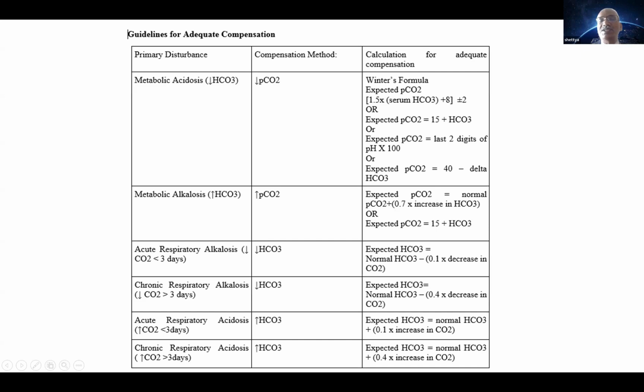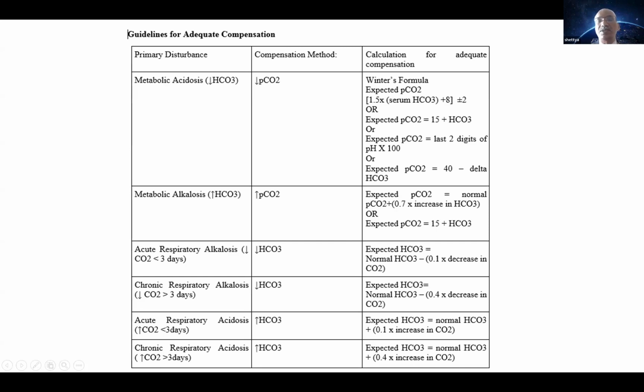Still simpler way to do this. This is something I learned in Toronto from Dr. Halperin. If bicarbonate goes down by 10, PCO2 comes down by 10. If the bicarbonate goes down from 24 to 14, you expect the PCO2 to go down from 40 to 30. This is the simplest equation you can get. Okay? In some places, they say it should be 1.2, but we don't have to be that accurate.